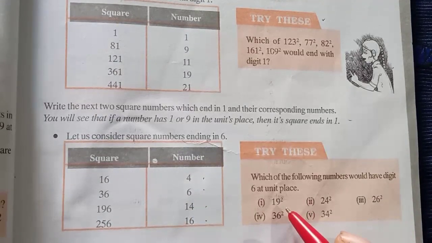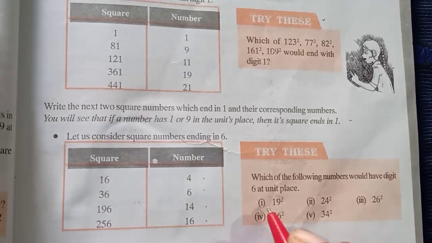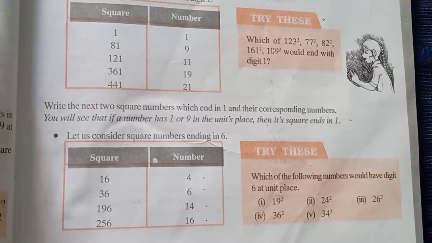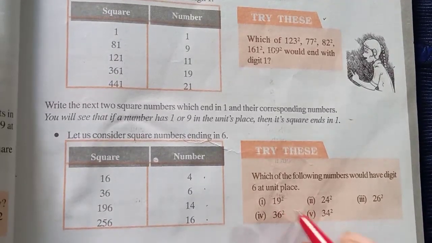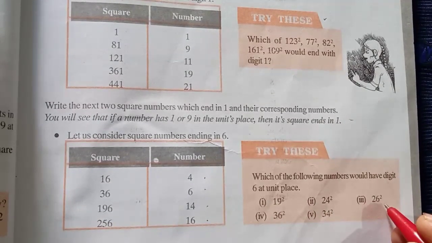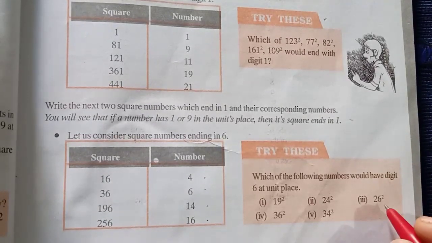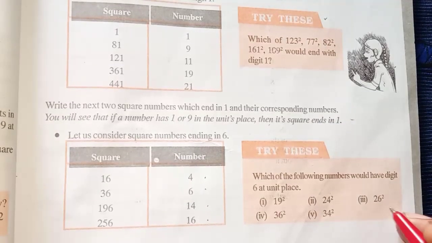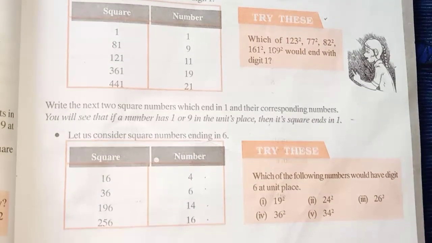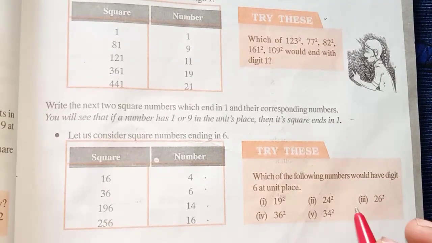So here in 19, it has 9 as ones digit. So we know that the square of 19 gives us 1 as ones digit. So it doesn't give us 6 as ones digit. In case of 26, we have 6 as ones digit and the square of 6 is 36. It means the square of 26 gives you 6 as a unit digit. And we are given this fifth one, the square of 34. So here 4 is the unit digit and the square of 34 keeps 6 as ones digit.